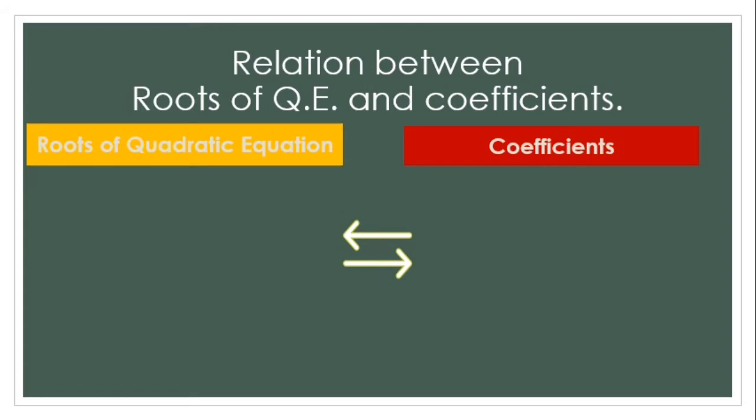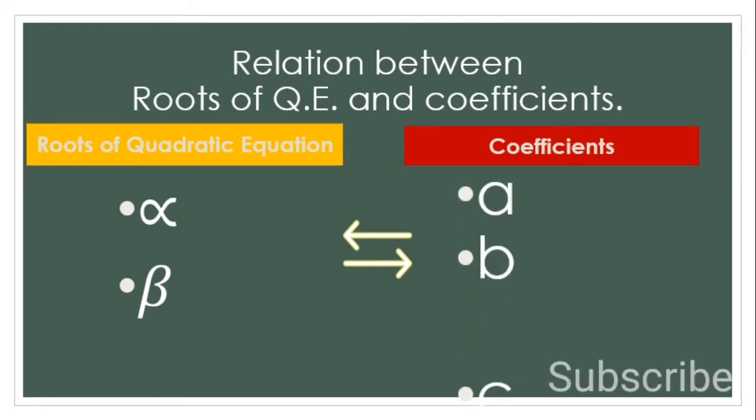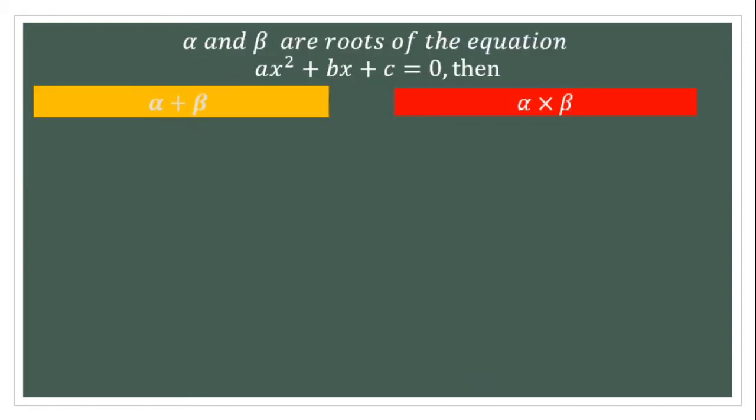Now on the left of the screen, roots of the quadratic equation are given, and on the right, coefficients. Okay, तो जैसा कि आपको पता है कि roots of quadratic equation के क्या है, तो वो है अल्फा और बीटा. ठीक है, और coefficients, what are the coefficients of a quadratic equation? So they are a, b and c. Okay, alpha and beta are roots of the equation ax square plus bx plus c equal to 0. Then here you can see we have taken alpha plus beta and alpha into beta to find out the relation between roots of the quadratic equation and coefficients.